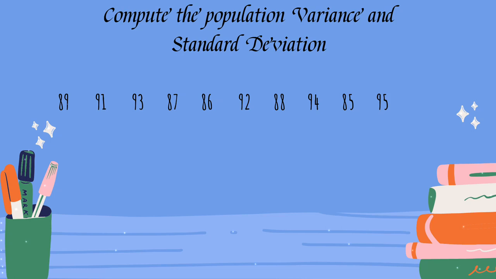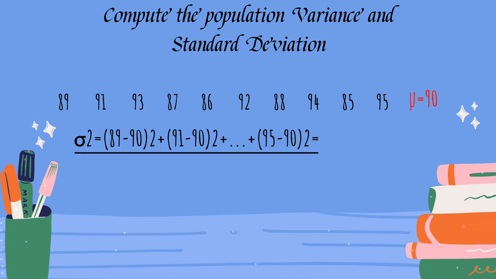Let's compute the population variance using this formula. We need the value of the population mean that we obtained earlier, which is 90. So let's take each score and subtract the population mean, squared, like this. Then let's simplify. Why 10? Because our elements are 10. And here's the answer. So this is our population variance.